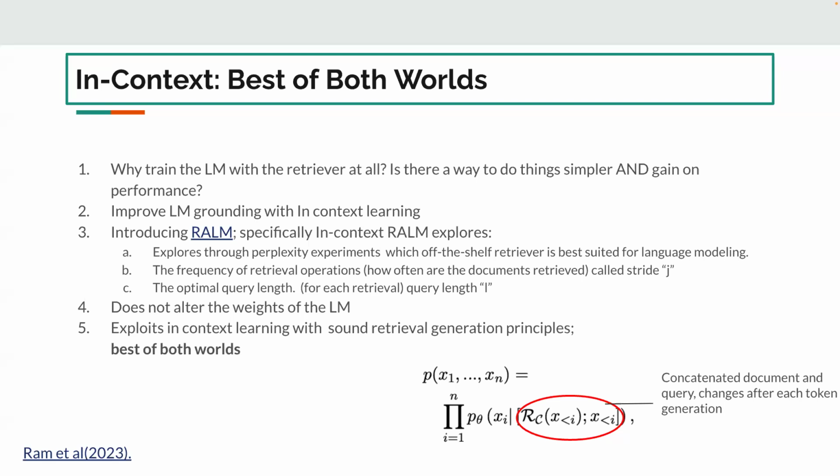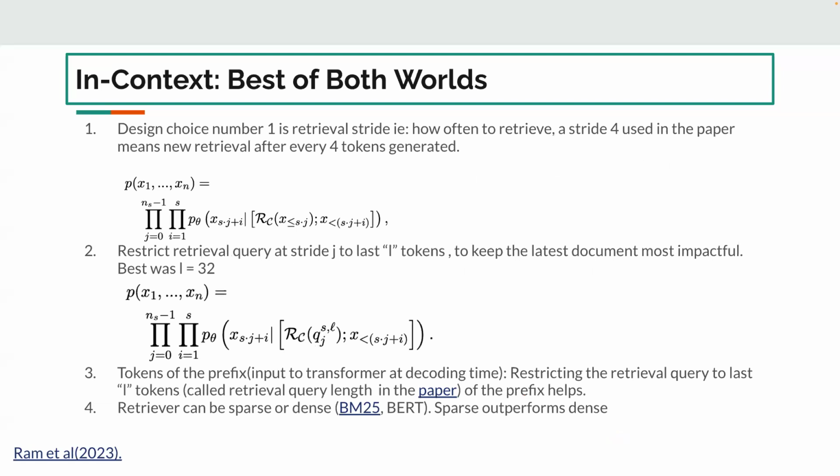And these people played around with these hyperparameters, and they found that the best combination was to use a stride of 4. So you retrieve documents every 4 tokens that are being generated, and then the best L, or the last number of tokens, was 32. The reason for that is it should have the latest document which was retrieved so that it can have the latest context, and then after that document you append the x, which was the original query.